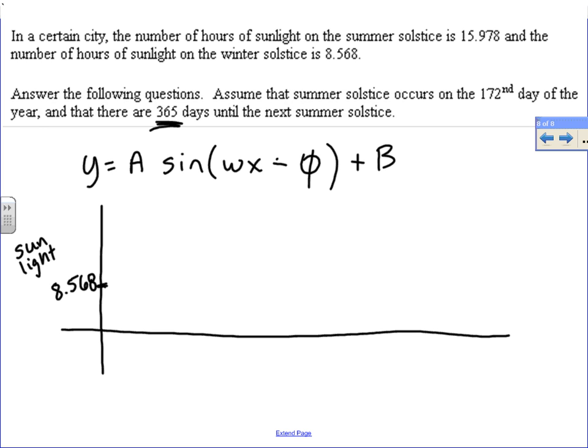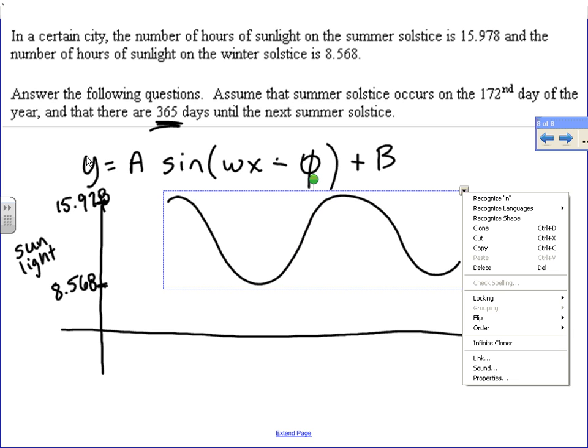Okay, so that's for a certain city. I'm sure cities in the north might be less than that. Cities down south would have a little bit more than that. Now, the most hours we'd have in a day would occur on the summer solstice, which is the first day of summer, and we're given that's 15.978. Now what we want to think about is that if it's a sine curve, then it's a curve that's just going to bounce back and forth between those two values. So kind of get that picture in your head for a minute.